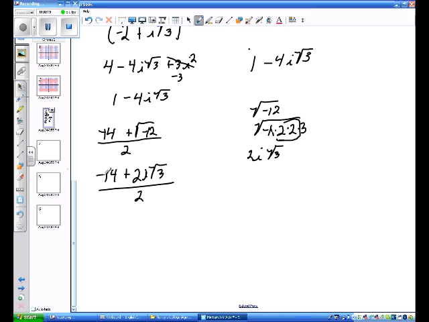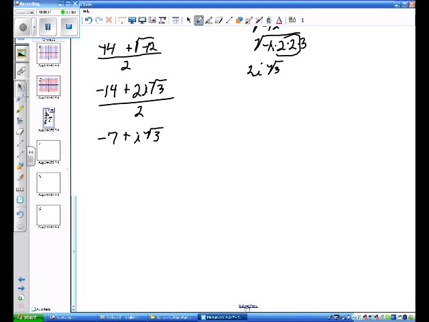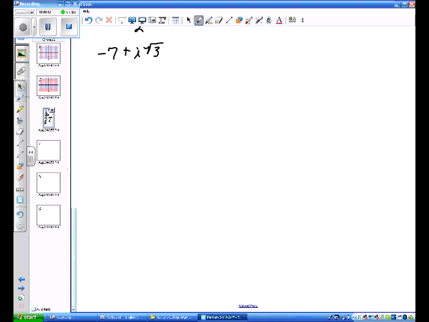Now if you remember, we can break this up into two parts. So we have negative 14 divided by 2 is negative 7, and 2 divided by 2 is 1. So we would have negative 7 plus i square roots of 3. They may not always turn out where they will divide exactly. Let's say that we have negative 15 minus the square root of negative 18 divided by 33.